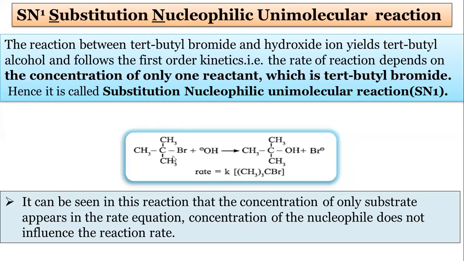And the rate of the reaction depends on only one reactant. That reactant is tertiary butyl bromide. The rate of the reaction is equal to k, where k is the rate constant, times the concentration of (CH3)3CBr, meaning this reactant, tertiary butyl bromide. It can be seen in the reaction that the concentration of only one substrate appears in the rate equation.